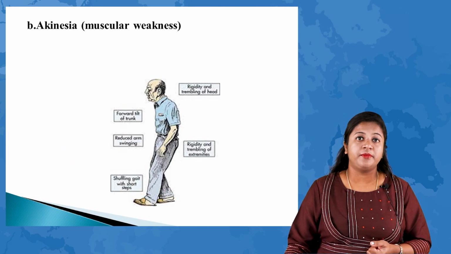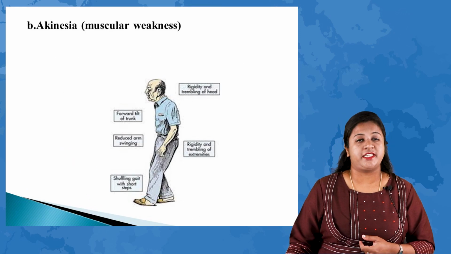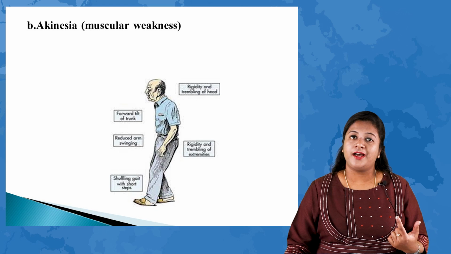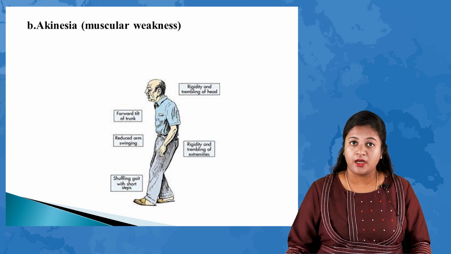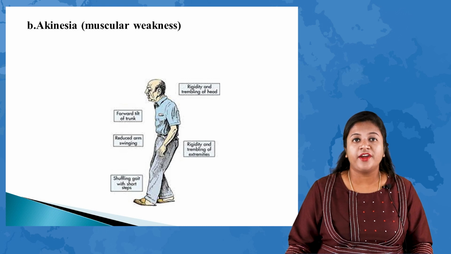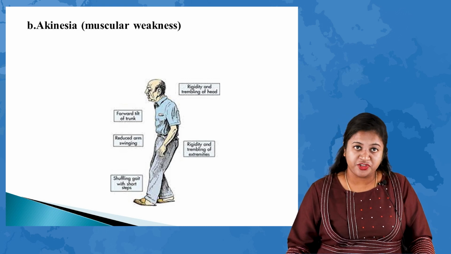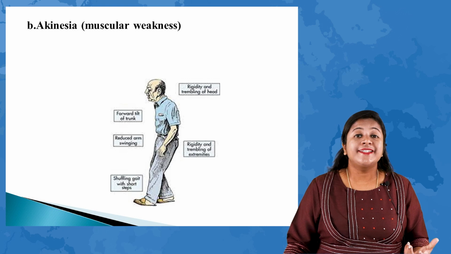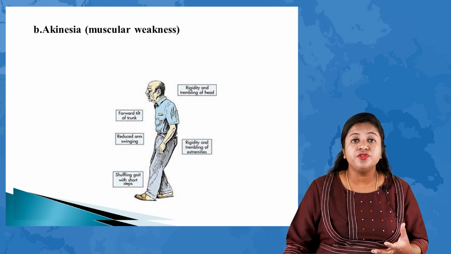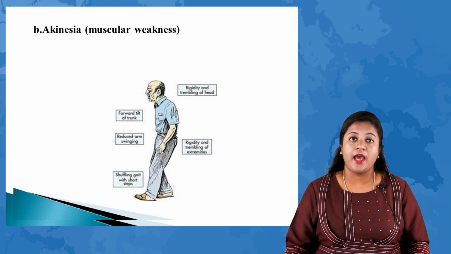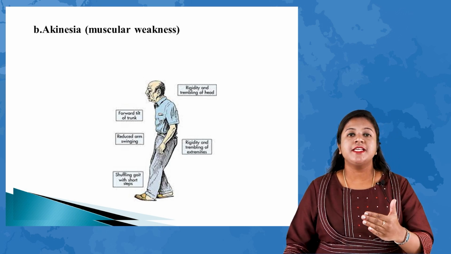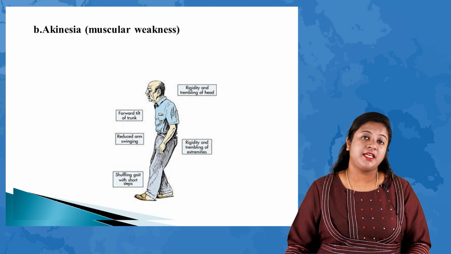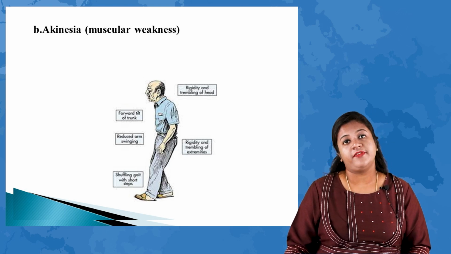The next extrapyramidal symptom is akinesia, wherein the patient will have muscular weakness. The symptoms experienced are rigidity and trembling of the head, rigidity and trembling of the extremities, forward tilt of the trunk, reduced arm swinging, and shuffling gait with short steps. So these are the symptoms seen in akinesia or muscle weakness.